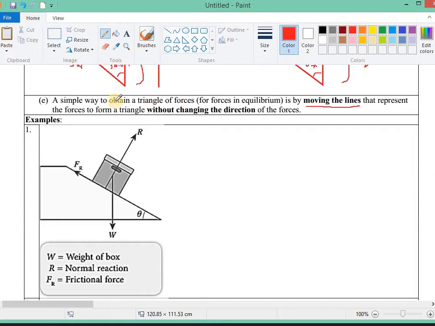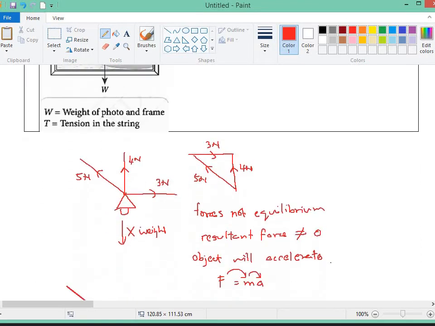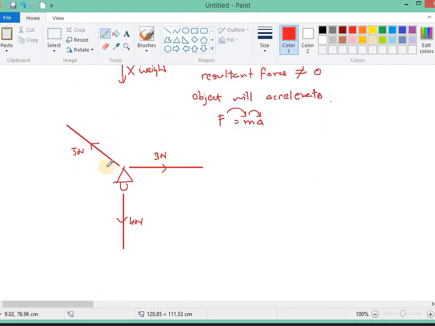One more time, a simple way to obtain a triangle of forces is by moving the lines that represent the forces to form a triangle without changing the direction of the forces. That means the direction of the line cannot change. For example, we have these three forces acting on the object, so we can move these three lines freely.